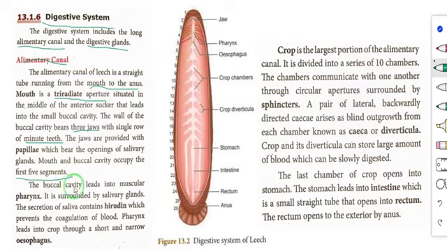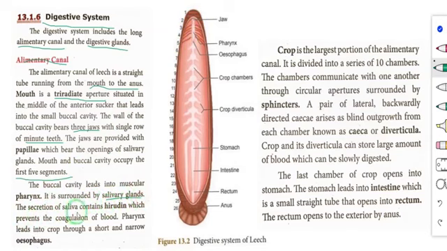Then the buccal cavity leads into the muscular pharynx. It is surrounded by salivary glands.